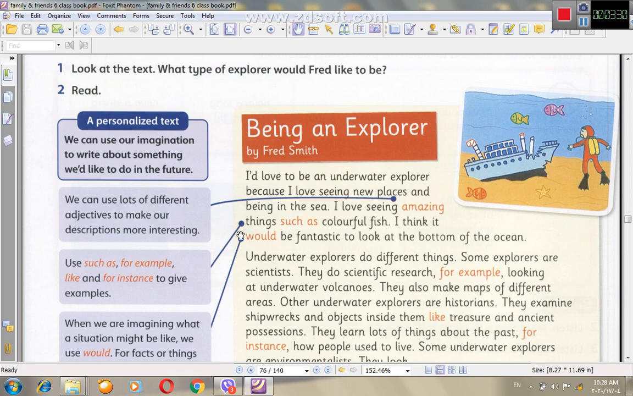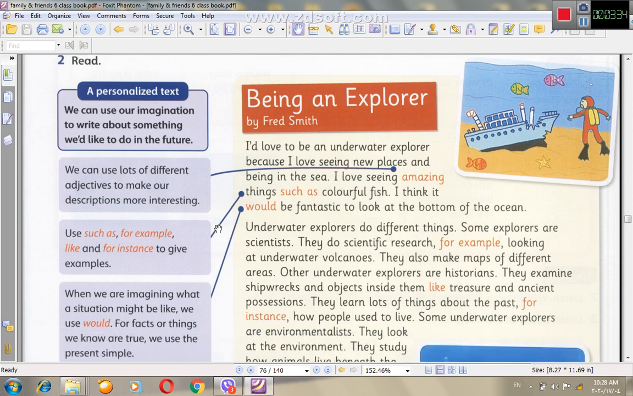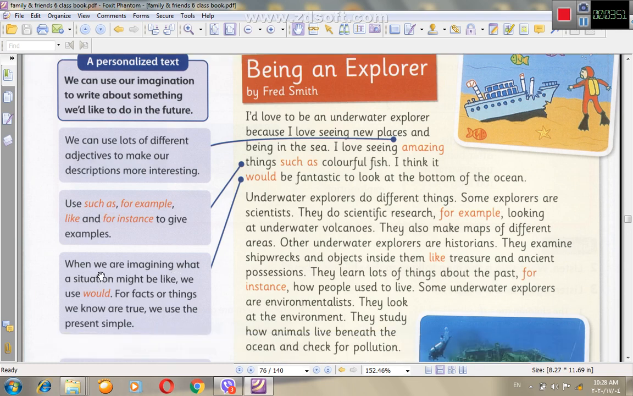That's one of the adjectives to make the description more interesting. And use such as, for example, like, and for instance, to give examples. And if you want to give examples, you can use one of them, such as, for example, like, and for instance. Then the next step, when we are imagining what a situation might be like, we use would.